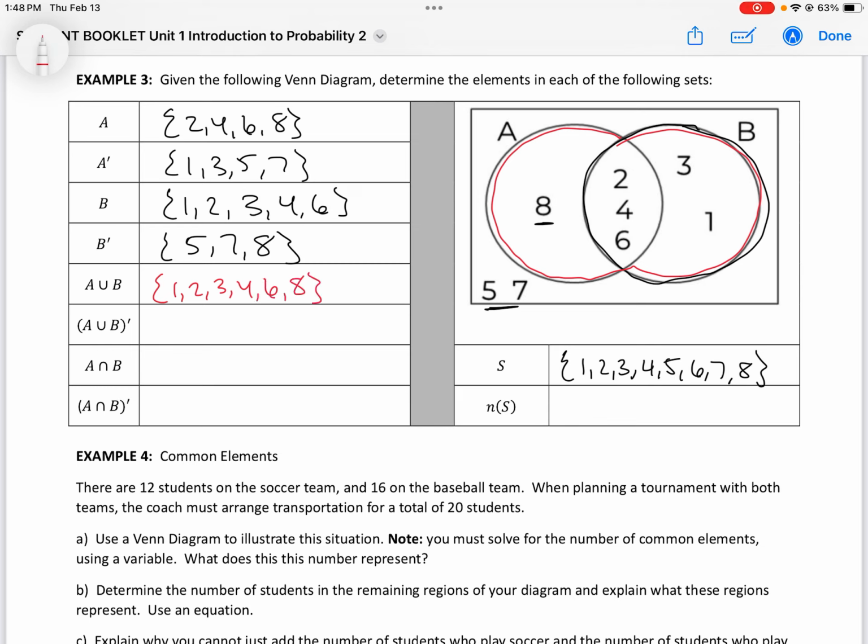And what about not in A or B? Well, it's going to be the 5 and the 7. It's going to be the leftovers. Now, A and B, we're going to focus on this intersection, 2, 4, and 6. And then for not in A and B, we're going to list everything else. So 1, 3, 5, 7, 8. And then for the last one, we already listed the universal set. The number in the universal set is 8. Remember, this n is looking for an integer value.